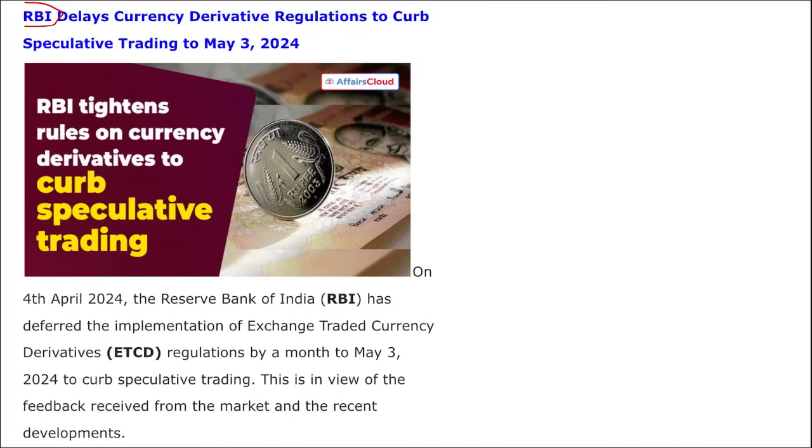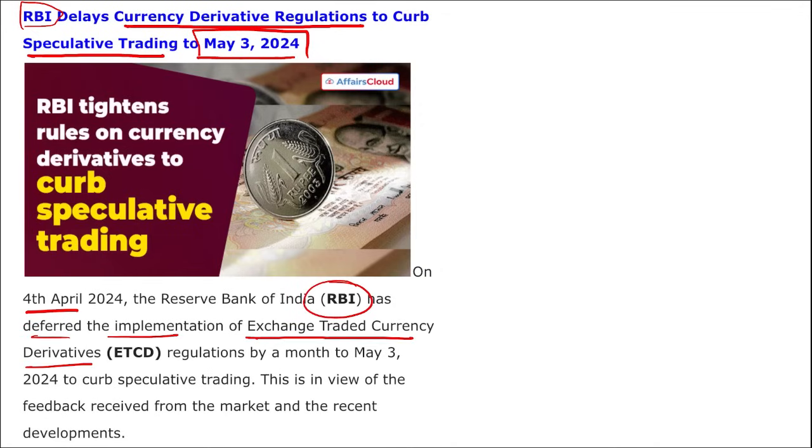Next is RBI. They have delayed the currency derivative regulation to curb speculative trading to May 2024. So remember, on 4th of April, RBI deferred the implementation of the exchange traded currency derivatives regulation by a month to May 3, to curb speculative trading. This is in view of feedback received from the market and recent developments.